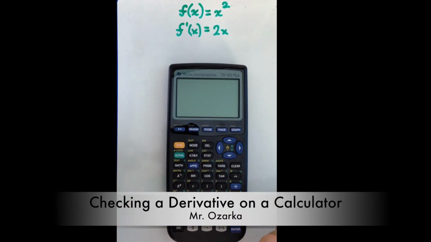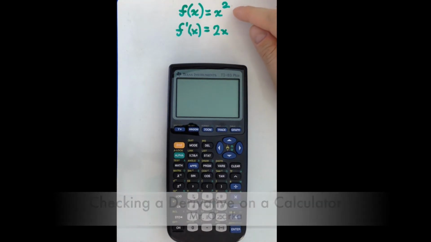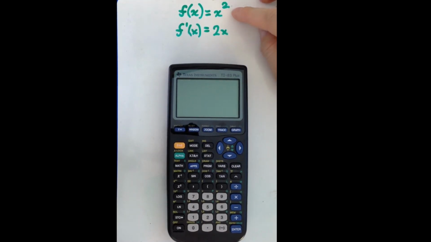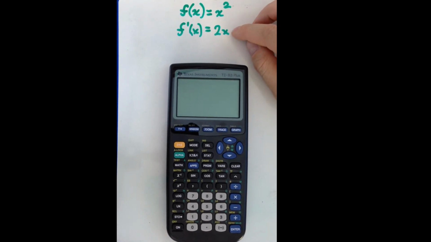All right, so this is going to be a video about how to use your calculator to test whether you got the right derivative or not. To show you this, I'm going to use a really simple example of the function just x squared, this f of x equals x squared right here. And we all know that it simply breaks down to the derivative f prime of x equals 2x. Okay, so I'm just using an easy example.